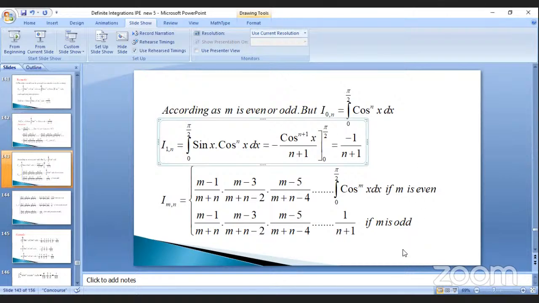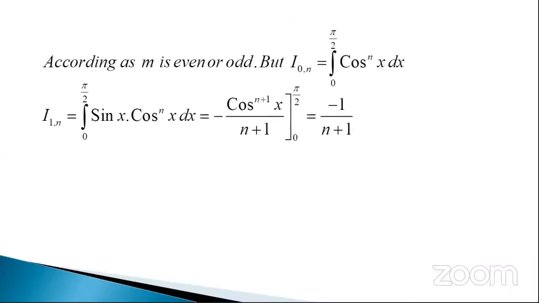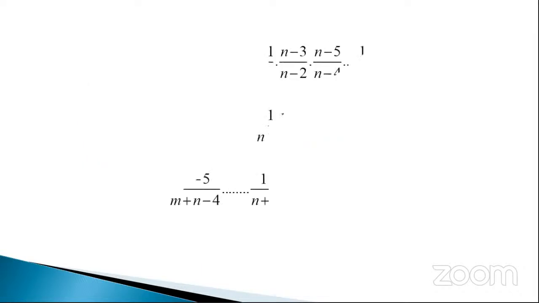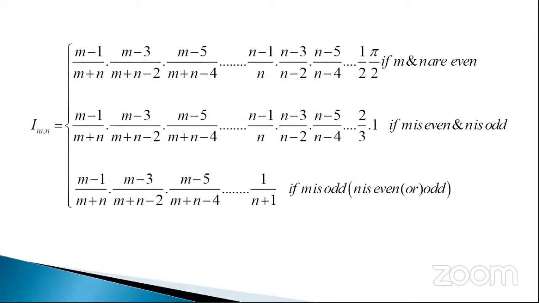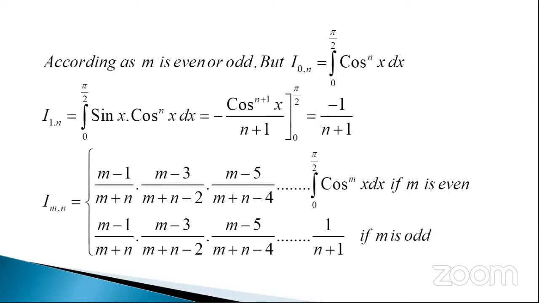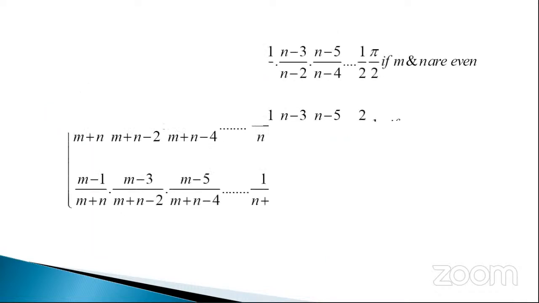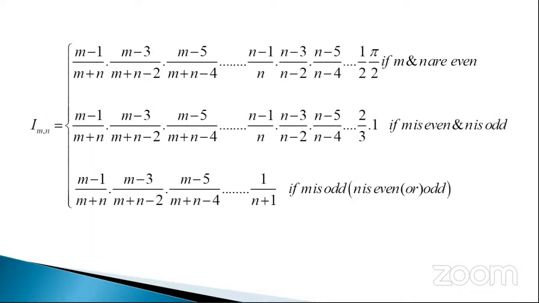Now, this is the solution. Now, let us take some examples. Here, four cases are there. Now, you can observe this one. I m comma n value: if m is even, now we can apply this one. If m is odd, we can apply this one. And the first terms are as is, m minus 1 by m plus n, m minus 3 by m plus n minus 2.